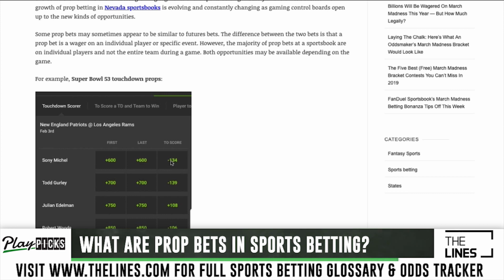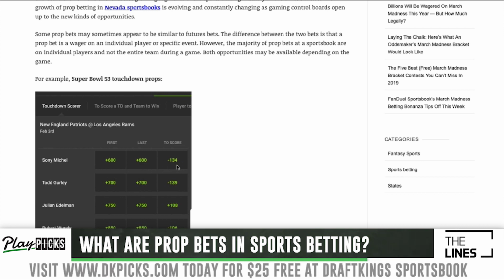Of course, when you see the little minus, that means that's how much money you would have to bet to win $100. So you would have to bet $134 to win $100 on that. And when you see the plus sign, that is how much you get back on your $100 bet. So your $100 bet would have returned $600 on top of your original $100.